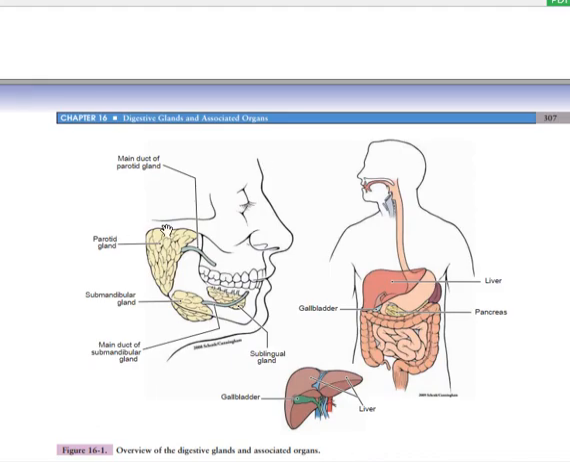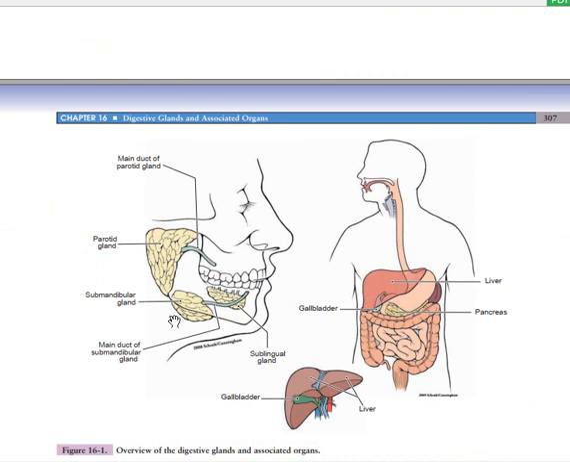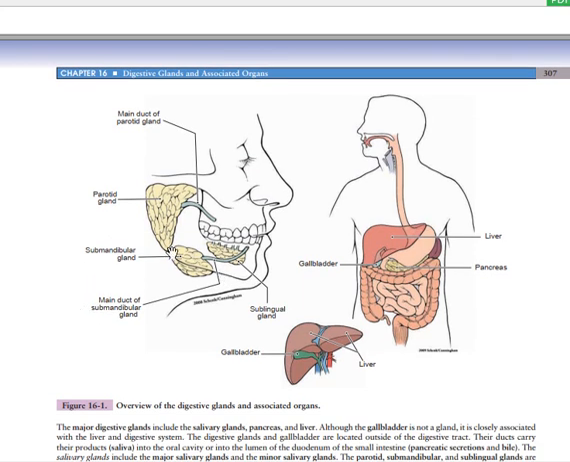Now this is a general image of the accessory digestive tract structures. We start here. This is the parotid gland, the largest salivary gland, and these are the main ducts of the parotid gland, called the duct of Stensen. Then you have the submandibular gland with its main duct, and then the sublingual gland with the main duct here and the minor ducts here.